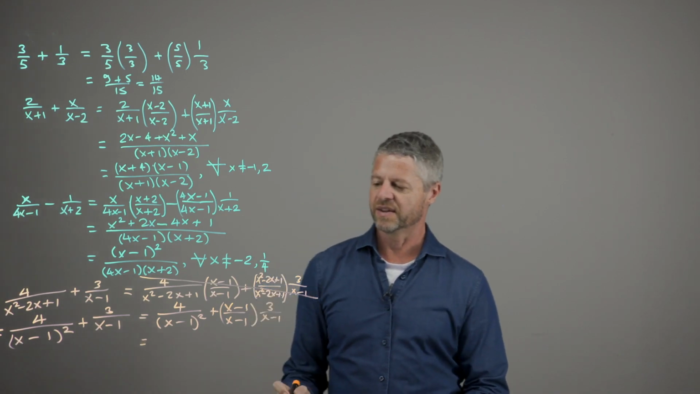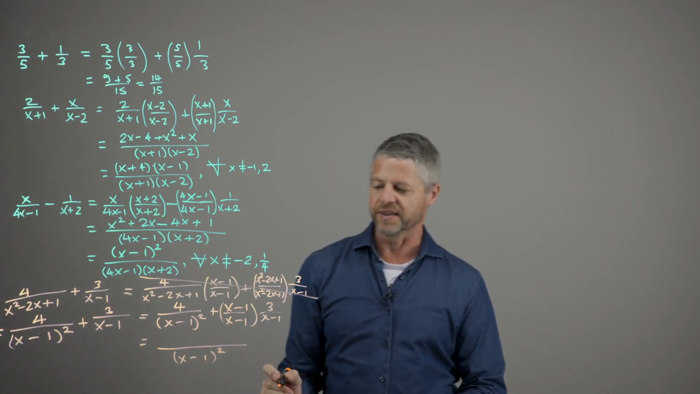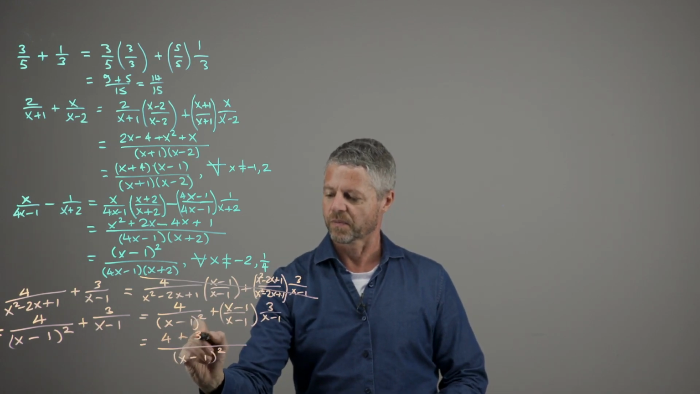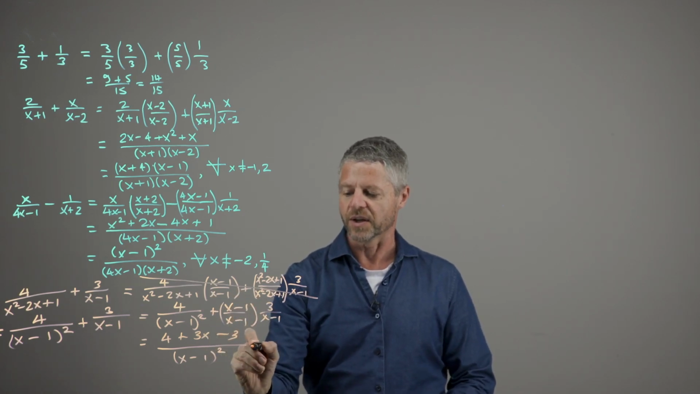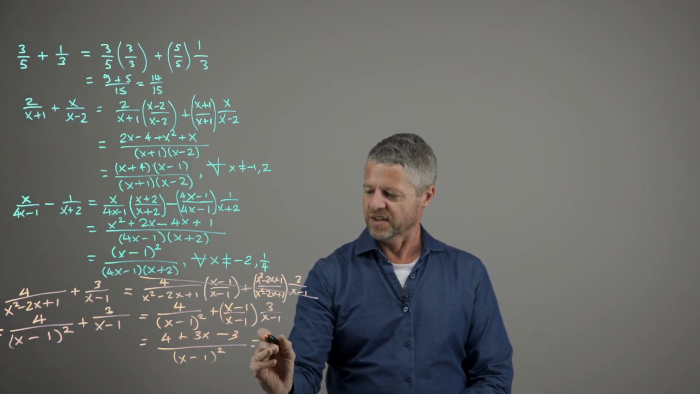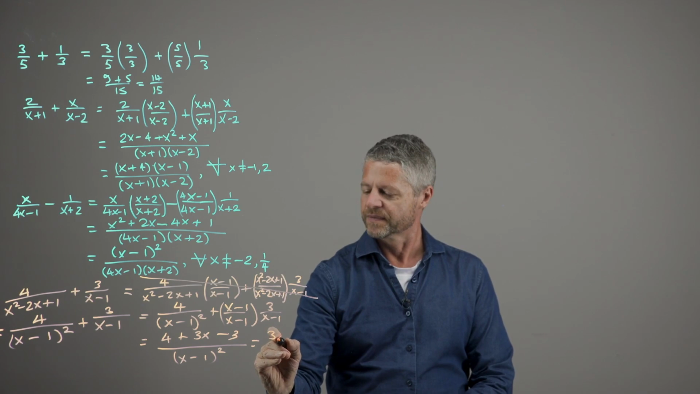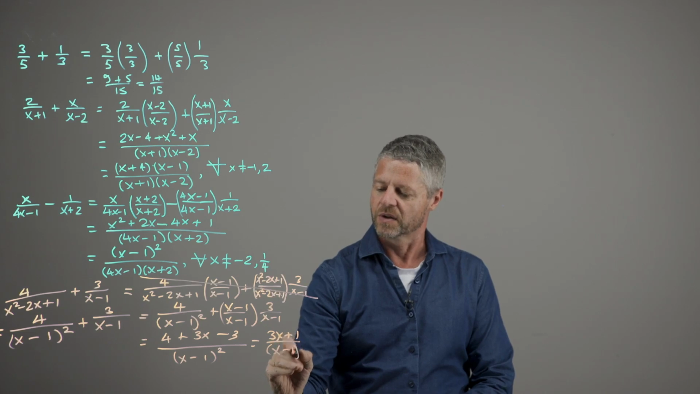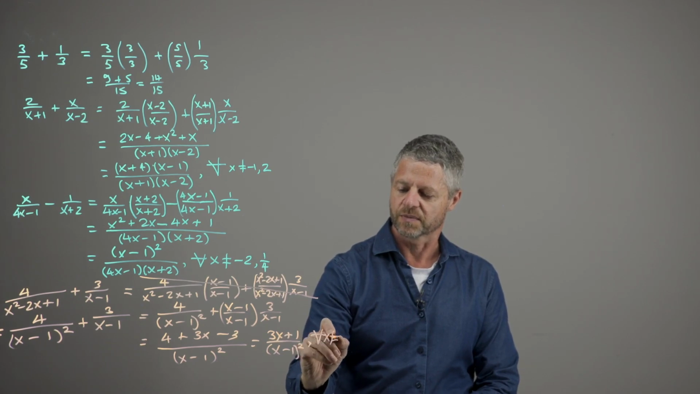And then now, in the denominator, we've got x minus 1 squared. And in the numerator, we'll have 4 and 3x minus 3. And so we can go one more step and say this is equal to 4 minus 3 is 1. So we'll have 3x plus 1 in the numerator and x minus 1 squared in the denominator, and that's valid for all x not equal to 1.